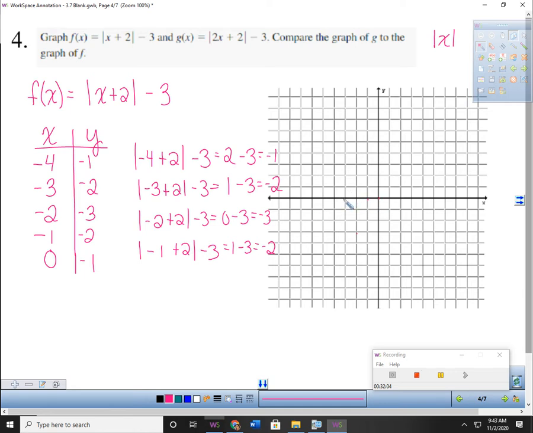So we're going to plot those points. 1, 2, 3, 4. Negative 1. Negative 3, negative 2. 3. And then draw that in. All right.